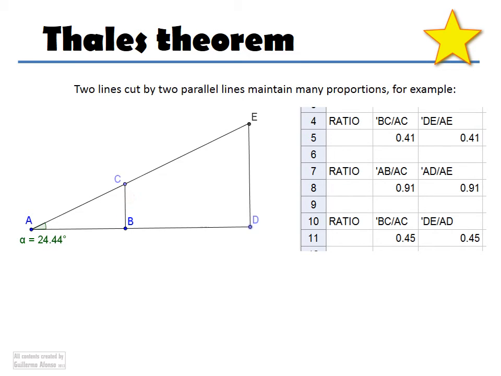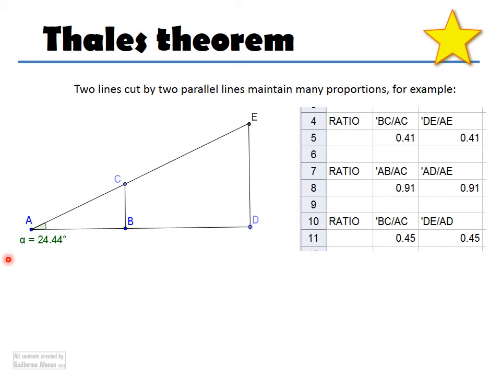Whatever number I get when I divide BC by AC is going to be exactly the same number as if I take DE and I divide it by whatever AE measures. See, they both give me 0.41, and I didn't type in these numbers. This was actually calculated by a program. So it doesn't matter whether I take this small triangle or this bigger one. The ratio, the proportion between this side and this side will be the same as the proportion between this side and this side. Now, this is going to change if the angle changes, but it's going to stay the same if the angle stays the same.